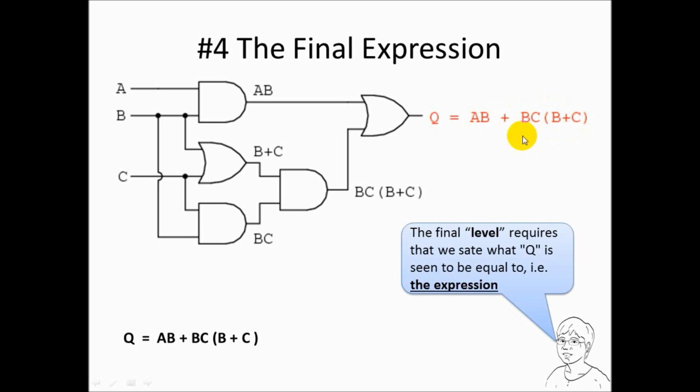Okay, I'm using the plus and the multiply more freely now, so you can understand that they are related to the multiplication and addition of Booleans. And there it is clearly there. Q equals AB plus BC, B plus C. Q equals A and B, or B and C in brackets B or C.